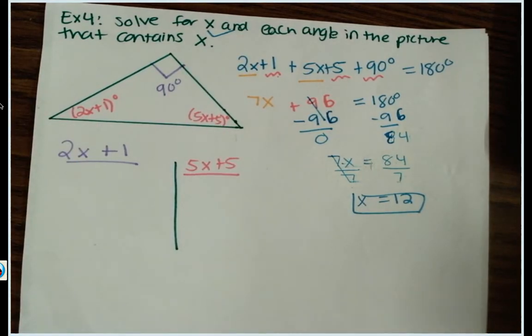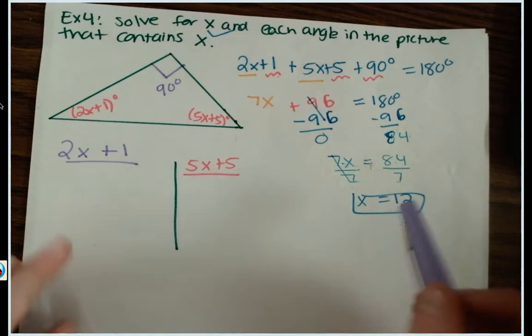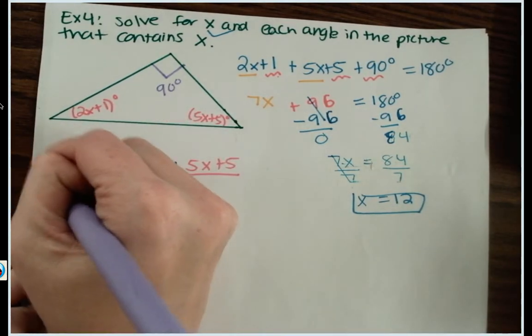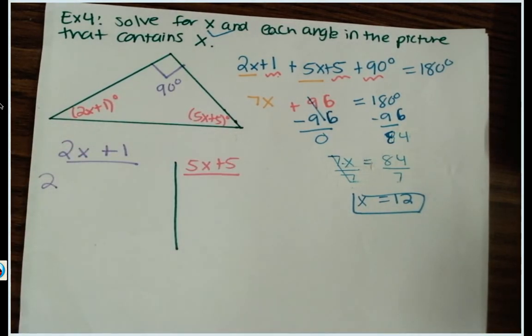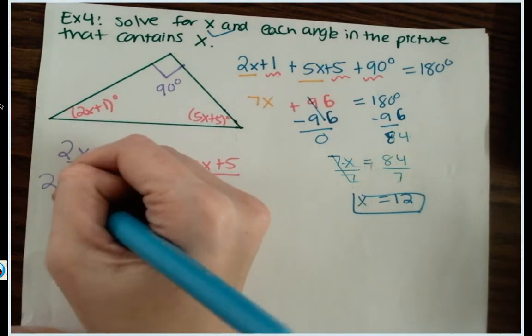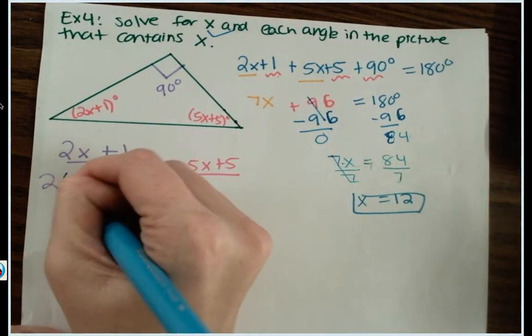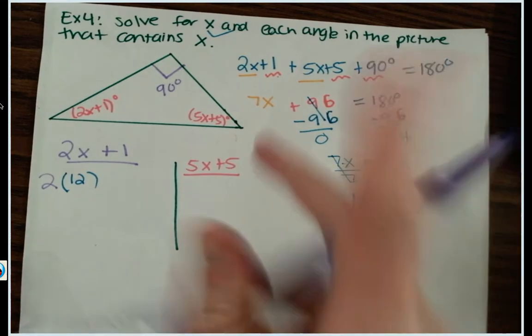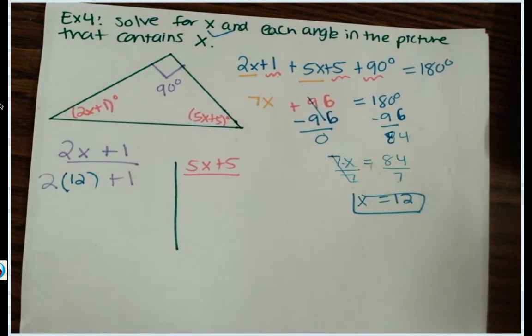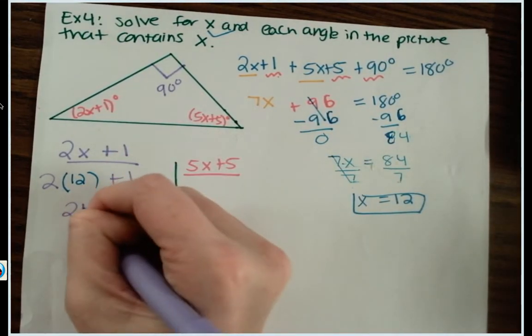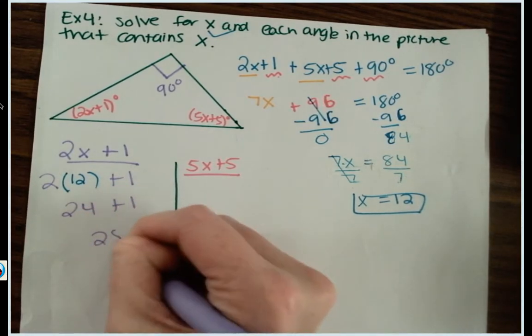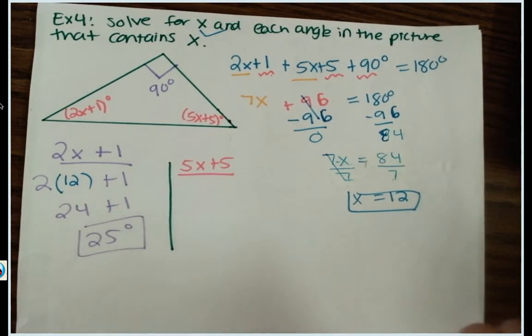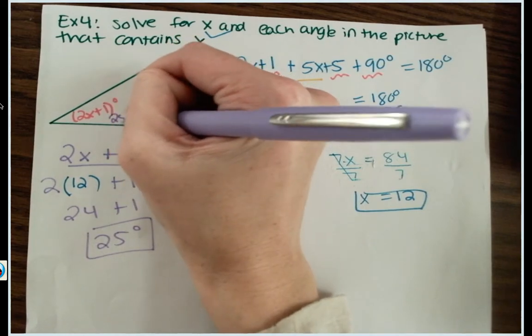So let's see what happens. Okay, so I'm going to substitute in 12 for each of my x's. So it's going to be 2 times the 12 plus my 1. So 2 times 12 gives me 24, and 24 plus 1 is 25 degrees. So this first angle, you guys, is 25 degrees.